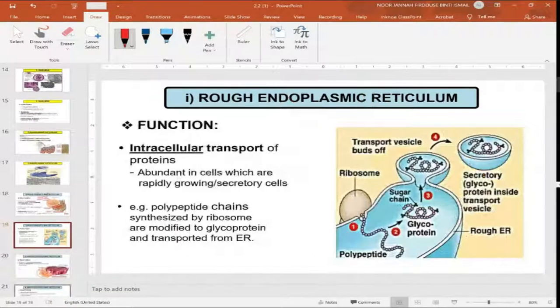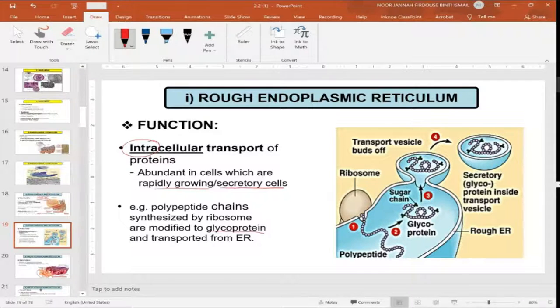The rough ER function, intracellular transport. Intra means in between the cells itself. Bukannya antara sel dengan sel lain, tetapi di dalam dalaman sel itu sendiri. Abundant in cells which are rapidly growing or cells that need to secrete something, such as hydrolytic enzyme, such as hormones, okay. The polypeptide chain synthesized by ribosome are modified to glycoprotein and transported from the ER.